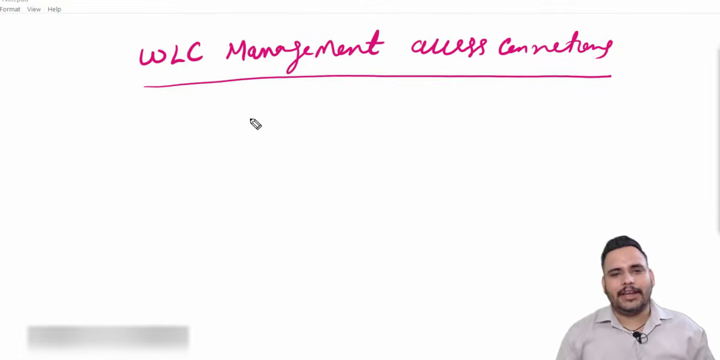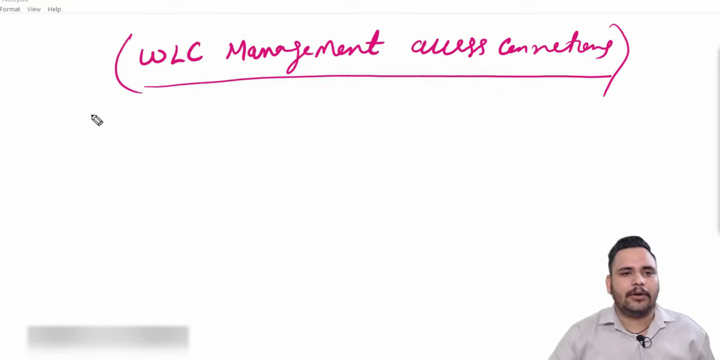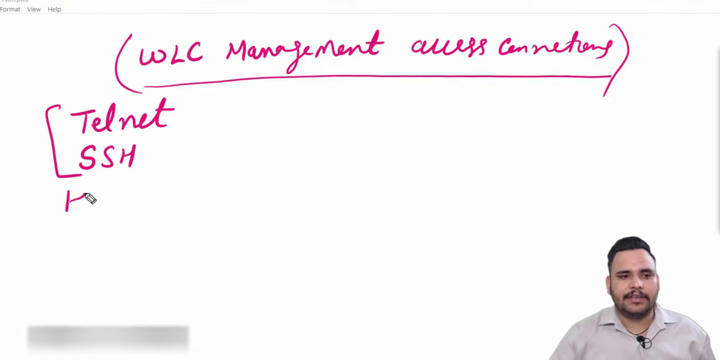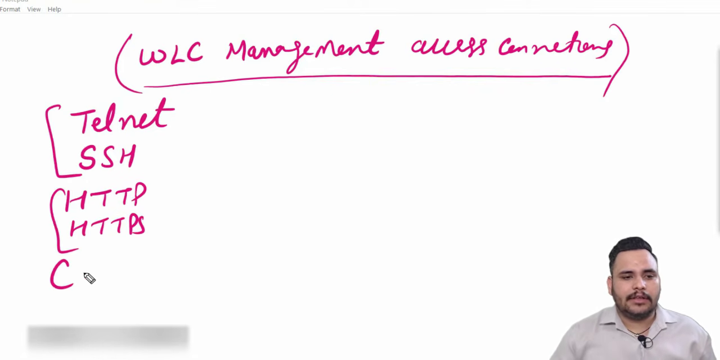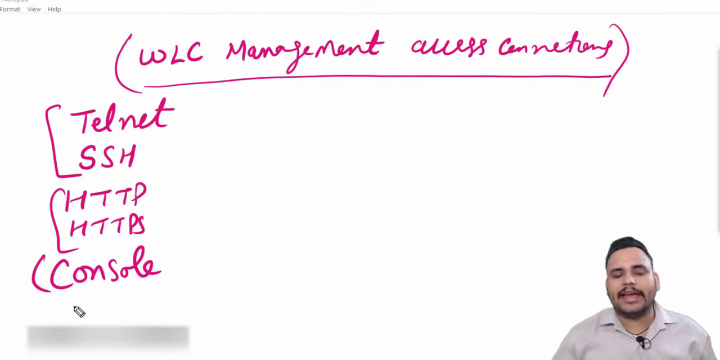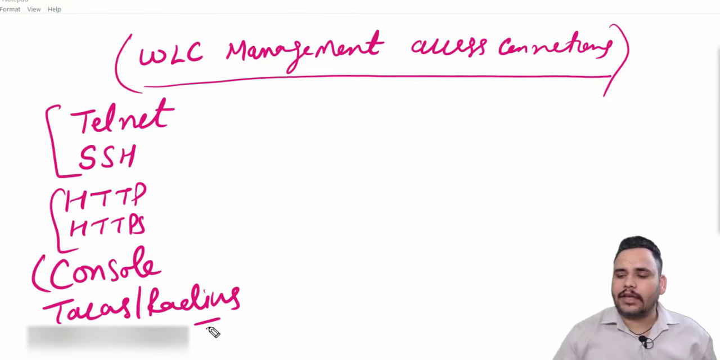Hello everyone. In this video we will discuss AP and WLC management access connection, like how we can connect with our devices. In this process we have to discuss the types. First of all, we can connect with the help of Telnet, and second, we can connect with the help of SSH. We can also connect via HTTP or HTTPS, with the help of the console, and with the help of TACACS and RADIUS servers, and we can manage our WLC.